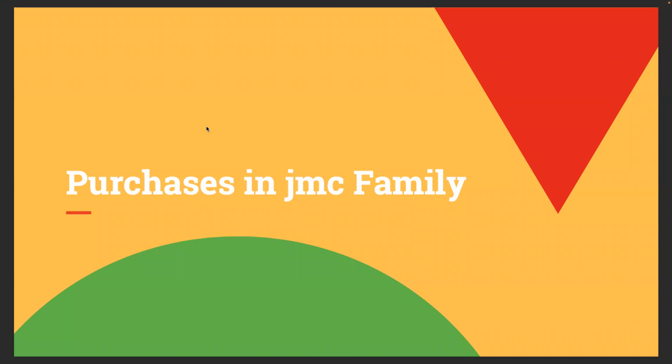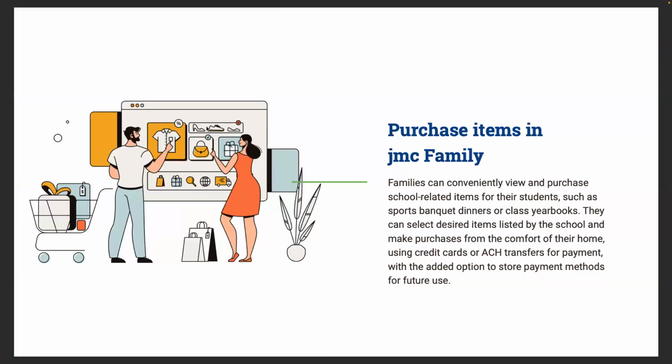Making purchases in JMC Family. Families can conveniently view and purchase school-related items for their students, such as sports banquet dinners or class yearbooks. They can select desired items listed by the school and make purchases from the comfort of their home using credit cards or ACH transfers for payment, with the added option to store payment methods for future use.